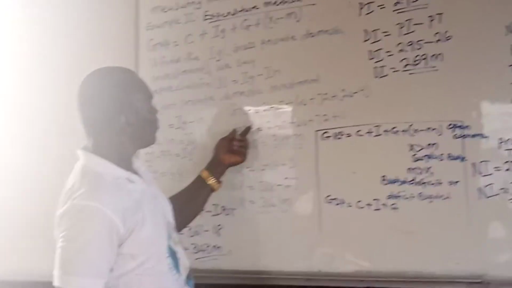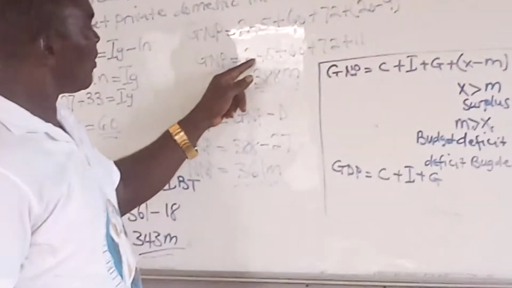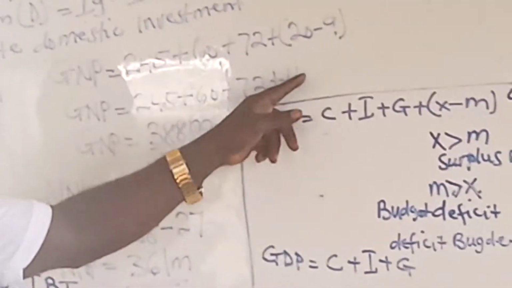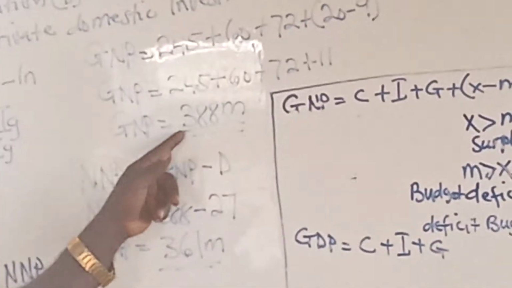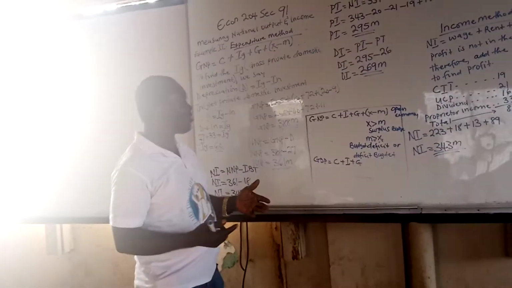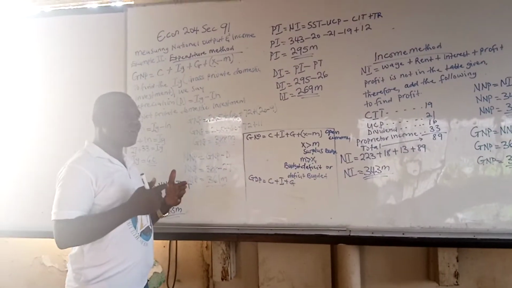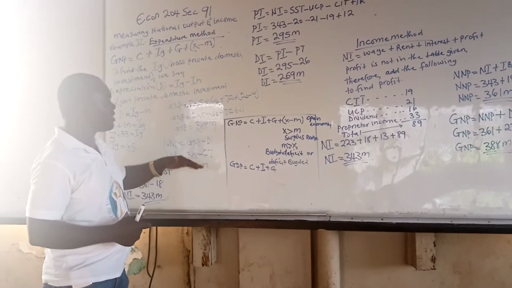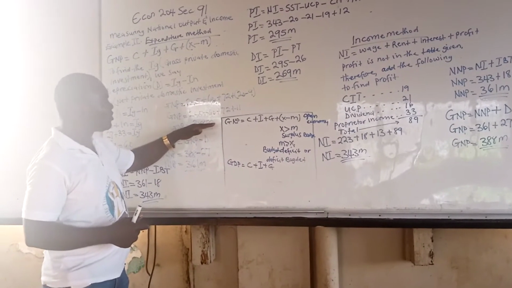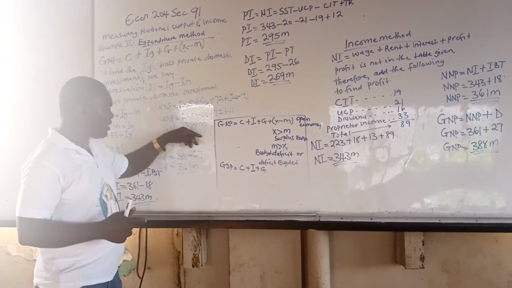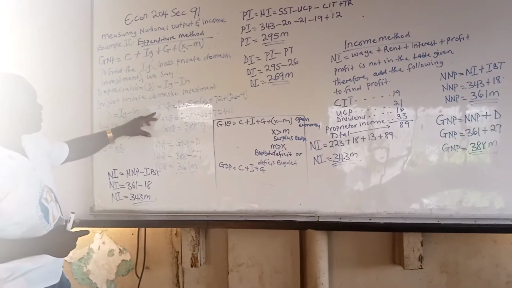We continue. GNP is 245 plus 60 plus 72 plus 11, which comes up to what? 388 million. The M stands for what? Million. So in calculating our national income, you can sometimes end in million, sometimes end in billion. So when you see million in the writing, you abbreviate it to M. When you see billion, you abbreviate it with B. So this is the GNP.